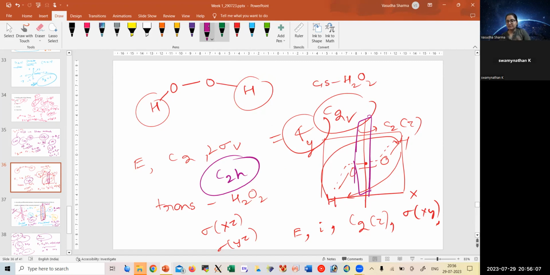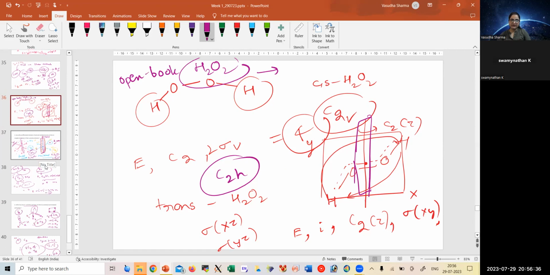All these examples, anyway, in 4 minutes our lecture is going to end. So there is one more form, which is called open book H2O2. You just check which point group it belongs to. Is it C2? Is it C2H? Is it C2V or anything like that? That is also the second homework. And is there any question that you want to ask or any doubt? So far we have covered this.